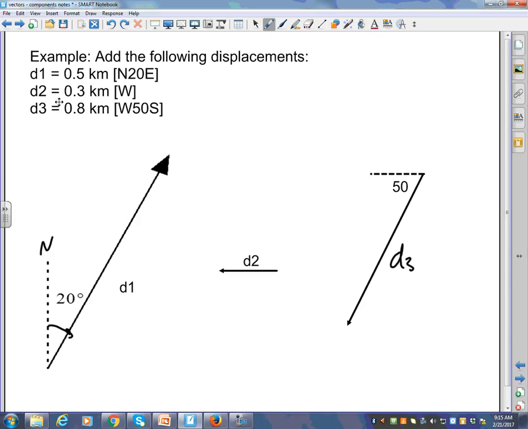And then D2 is 0.3 kilometers straight west, obvious. And then D3 is 0.8 kilometers at west 50 south. So looking west, 50 towards the south. So we're going to add these three. Now, if we were going to do it the old grade 11 way, we'd go tip to tail, get out a ruler or protractor, and we'd get pretty close, right? Let's do it by components, okay?